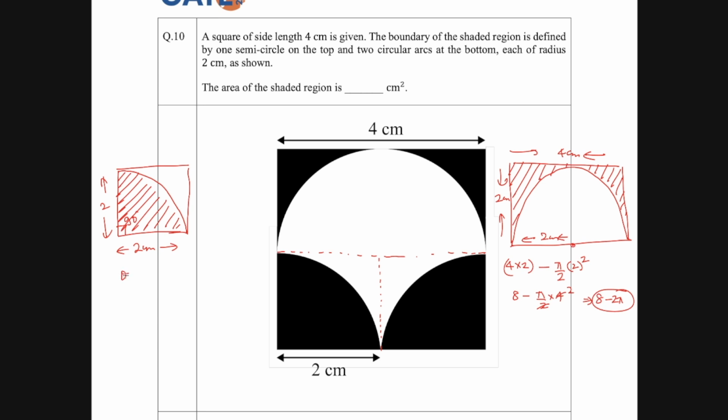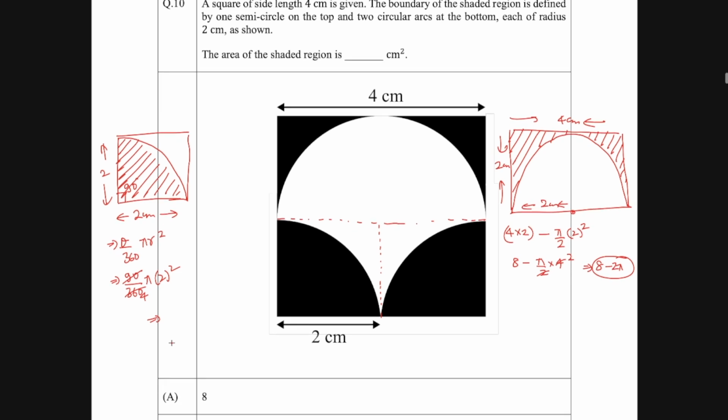Area will be theta upon 360 pi r square. Theta will be 90 upon 360 and pi radius is 2 square. So that is going to become pi by 4 into 4. So this is going to become pi. So area from this part comes out pi, since this part is written twice. So this is pi, this is also pi, and the shaded region over here is 8 minus 2 pi, from this whole region.